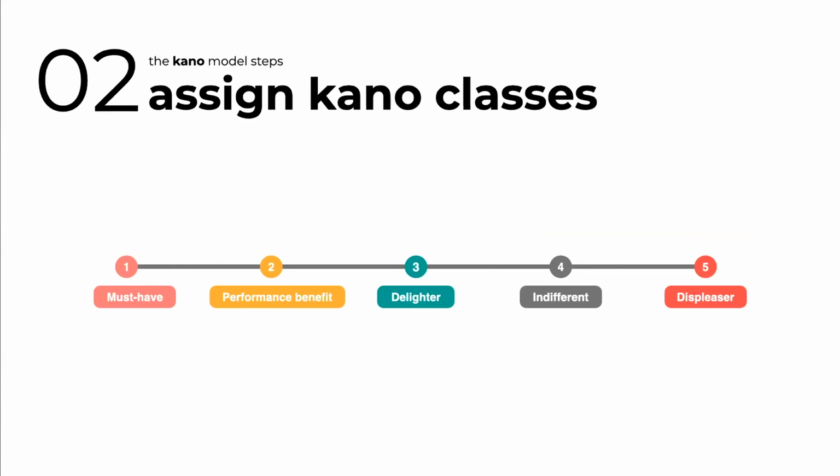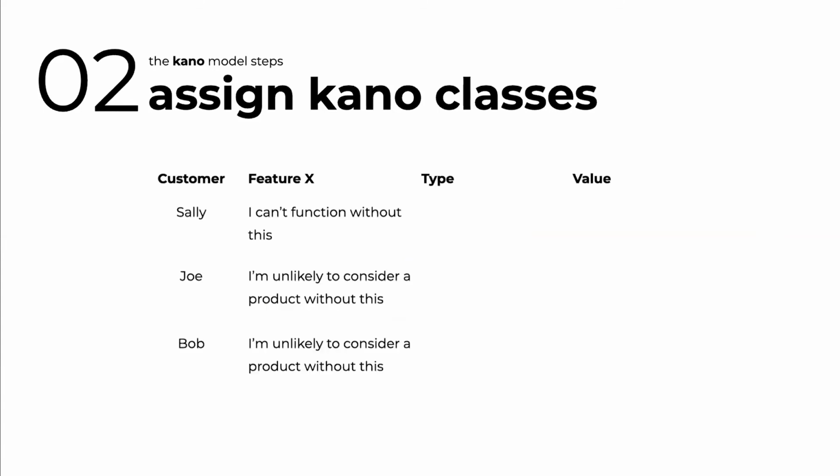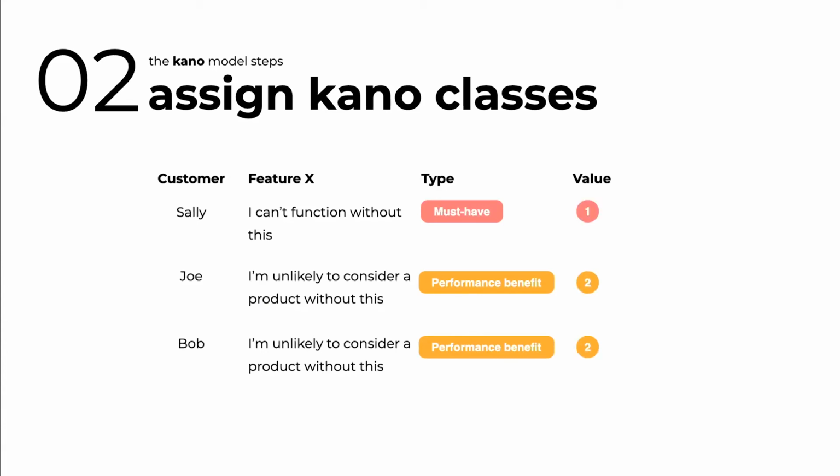So say we are looking at feature X and we survey a bunch of customers to figure out how they feel about this feature. We put it in a spreadsheet and Sally says, I can't function without this. Joe says, I'm unlikely to consider a product without this, and so does Bob. So what you do is you say, what type is this? This is a must-have or a performance benefit. And then you give these each the value that we talked about.